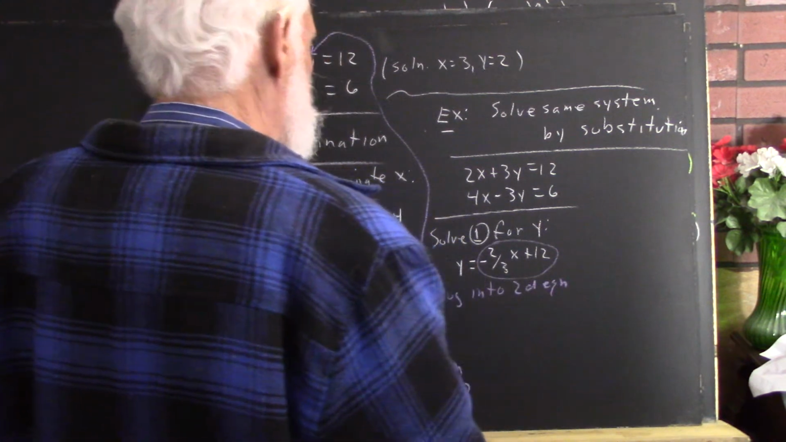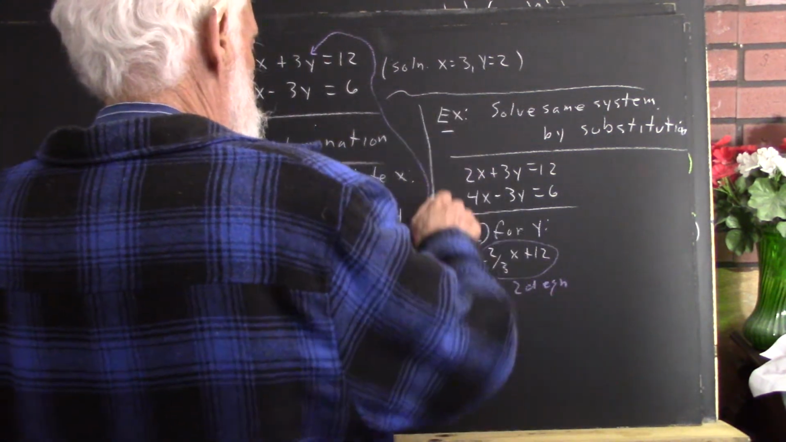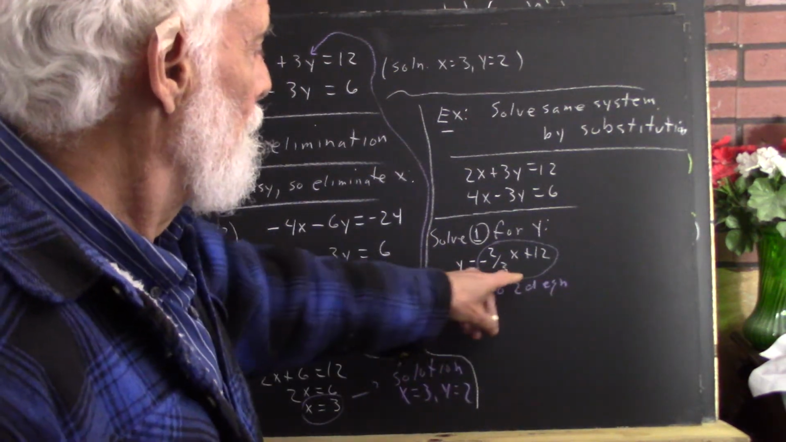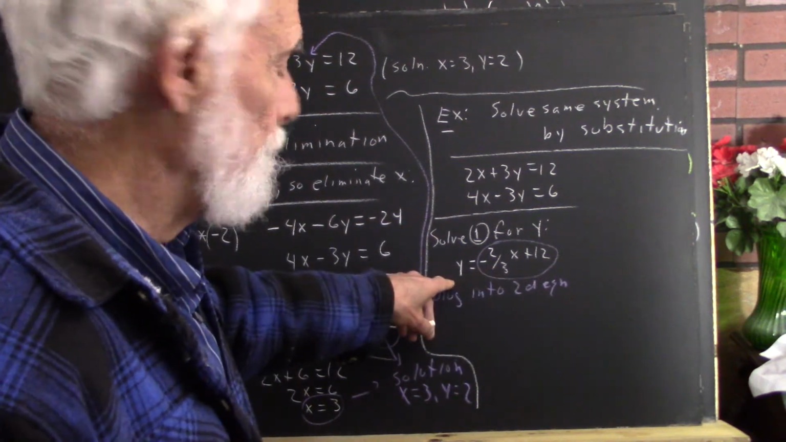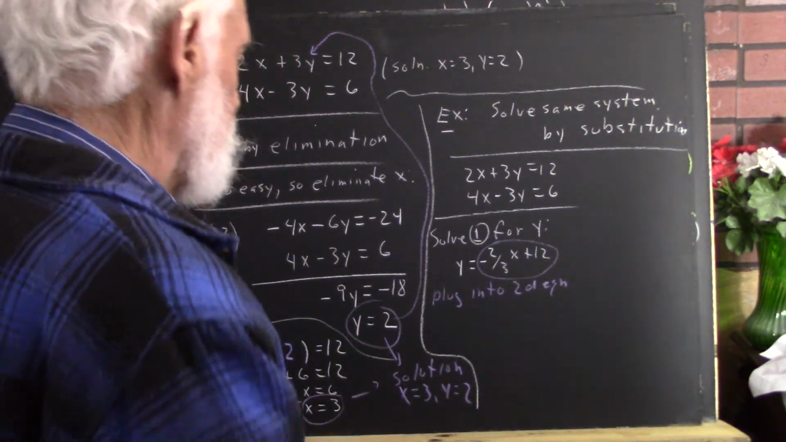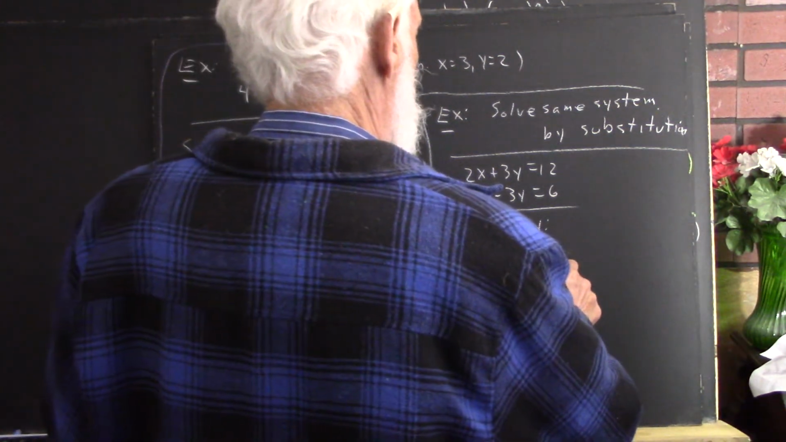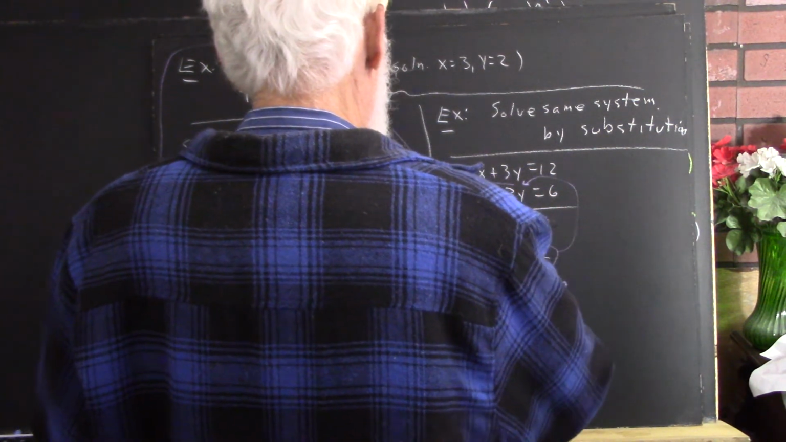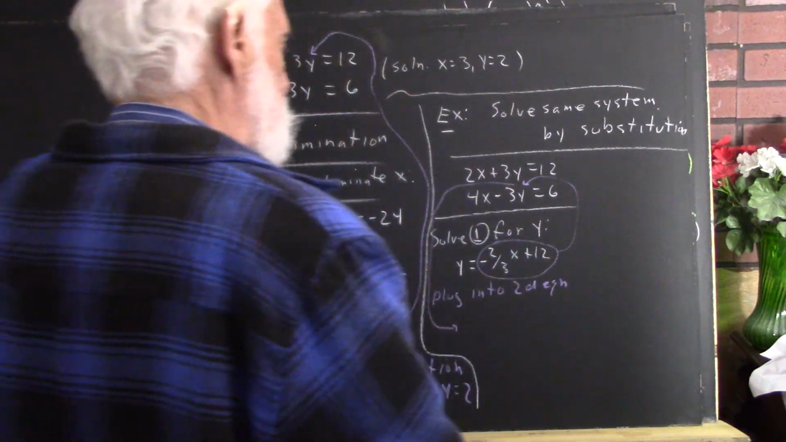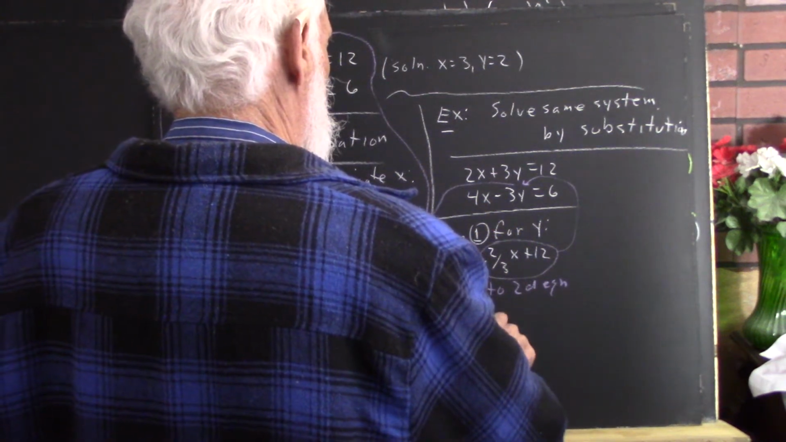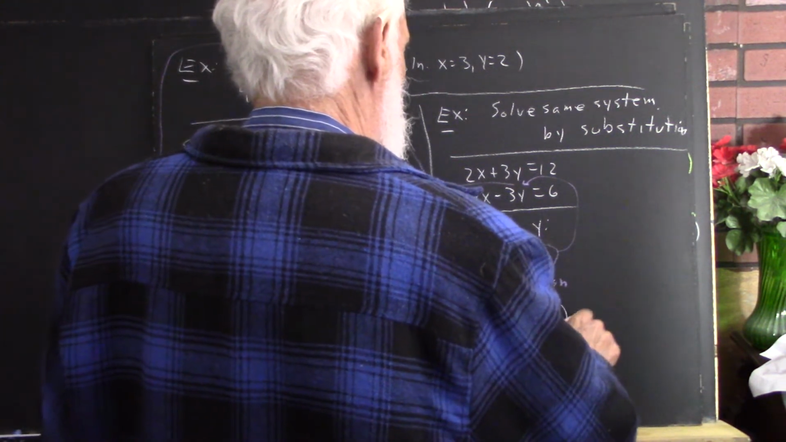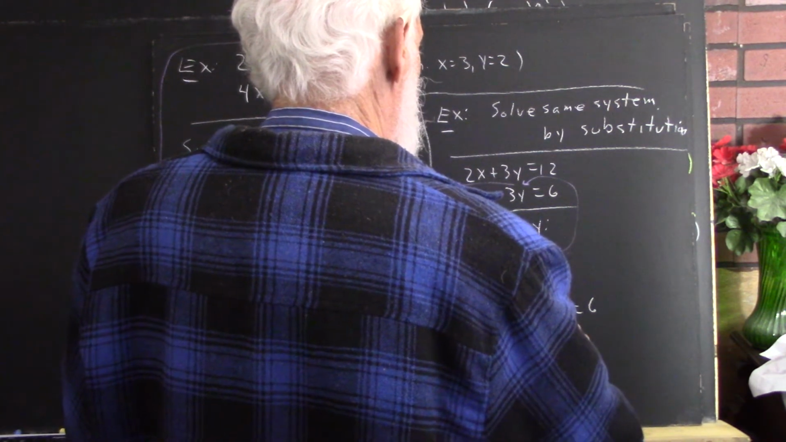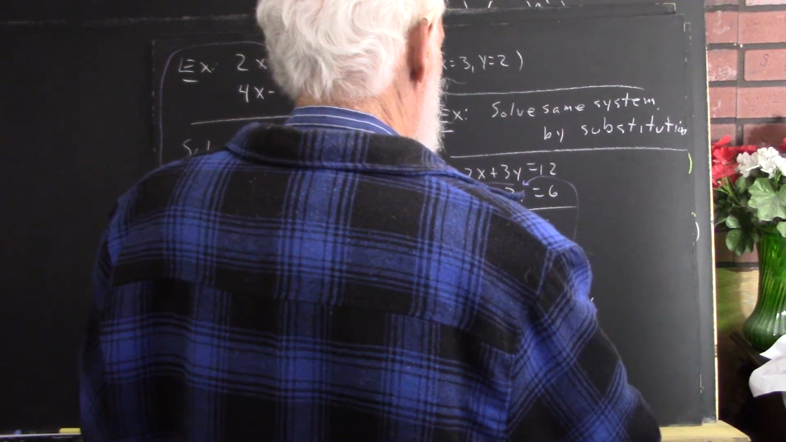We plug that into the second equation. And plug what? Plug this expression for y into the second equation. So this plugs in here and gives us the equation 4x minus 3 times y equals 6. But y is negative 2/3 x plus 12.